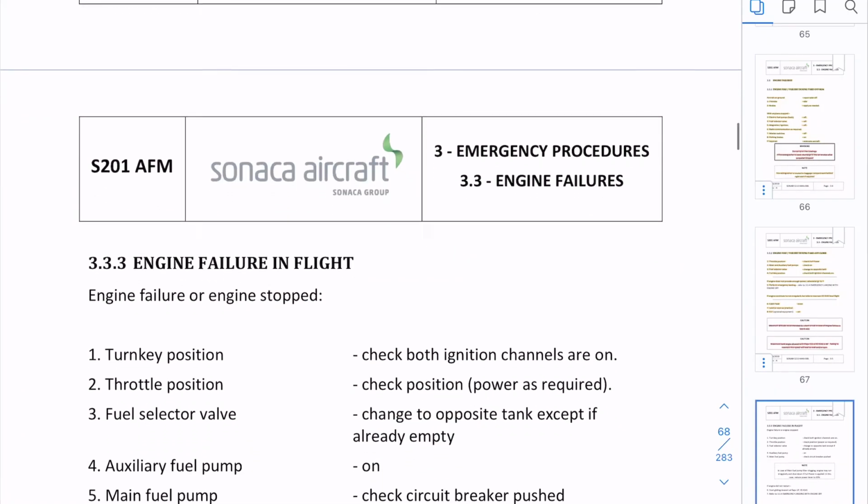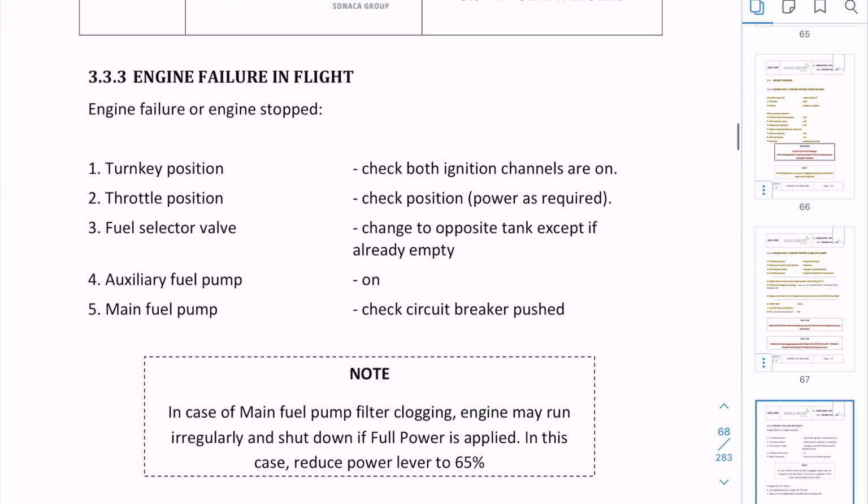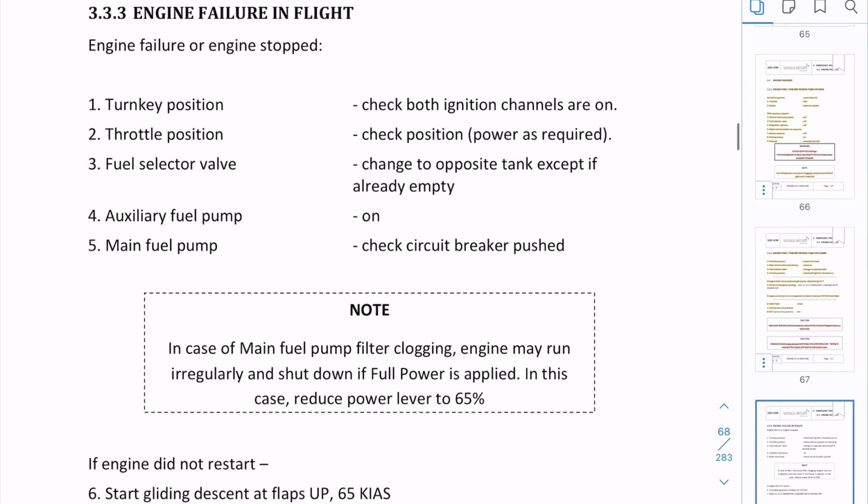Then we have the procedures for normal operations, abnormal situations, and emergencies. For example, if you were to experience an engine failure in flight, you would find the procedure to deal with that emergency in the AFM. Obviously, going through the AFM during an emergency would be a little bit time consuming, and that is why pilots have a checklist for abnormal situations and emergencies that is an extract of the AFM. I will talk more about this checklist in one of my next videos, so stay tuned for that.